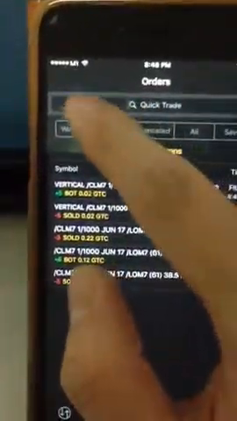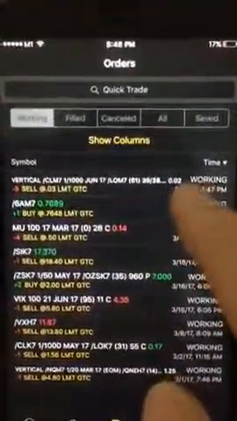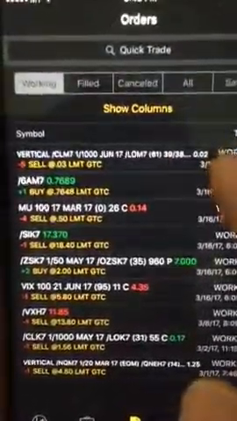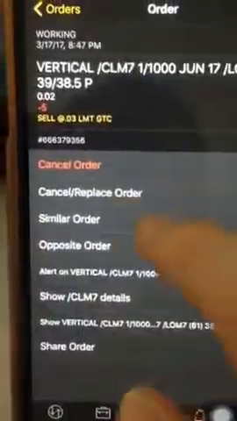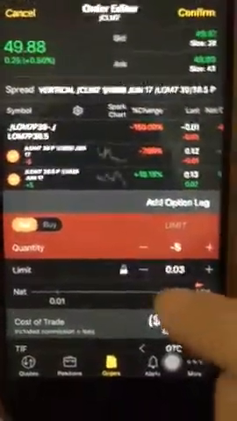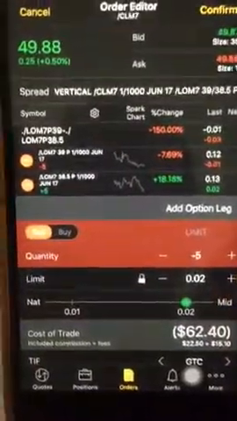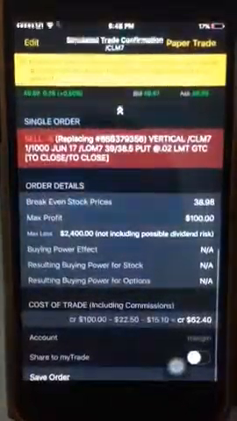Okay, so it now will go to the working area. So currently you can see that the two of them, 39 and 38 put, the mid price is 0.02, but we're queuing at 0.3. If you want to, you can just edit it back, cancel, replace order. And if you want to immediately get done, probably you can just change to 0.02. Then you are happy, and again confirm and send the order over.